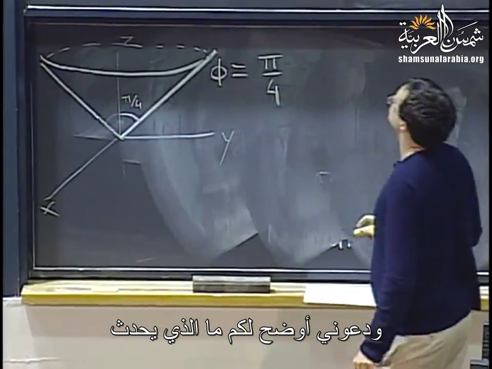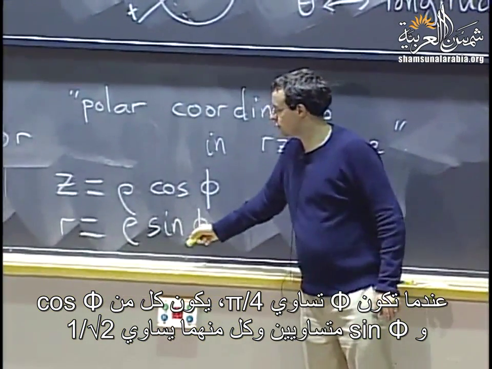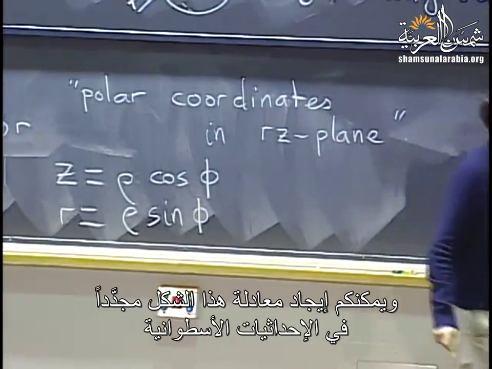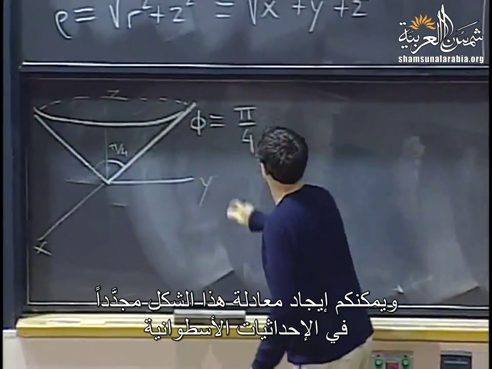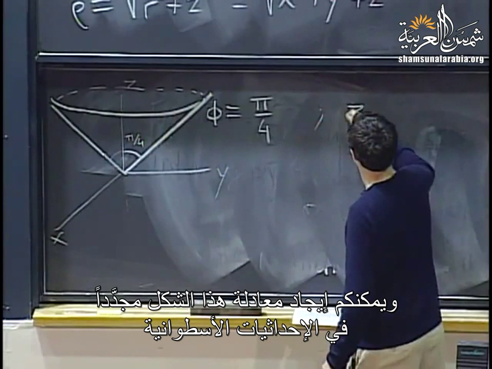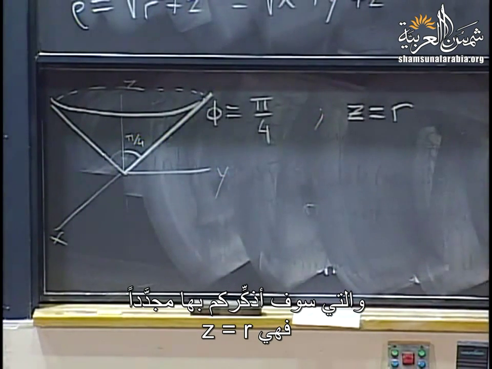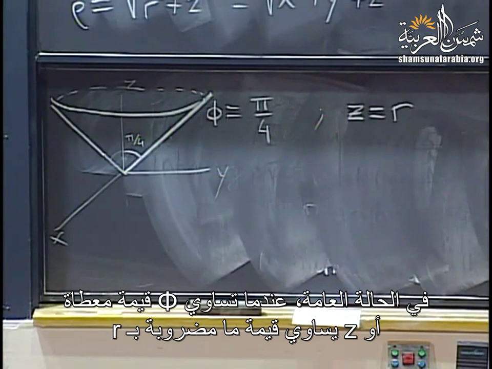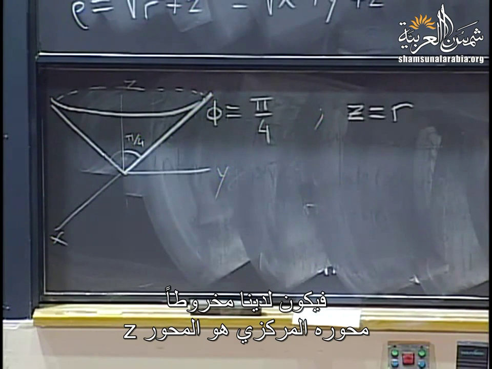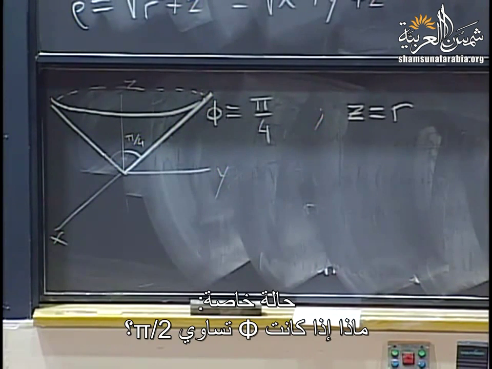And just in case, to point out to you what's going on, when phi equals pi over 4, cosine and sine are equal to each other. They're both 1 over root 2. So you can find, again, the equation of this thing in cylindrical coordinates, which I remind you was z equals r. Okay? In general, phi equals some given number, or z equals some number times r. That will be a cone centered on the z-axis. Okay, a special case. What if I say phi equals pi over 2?